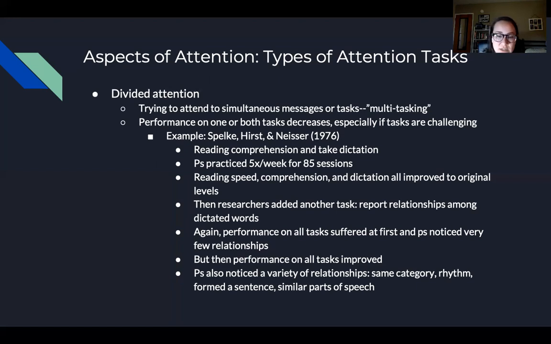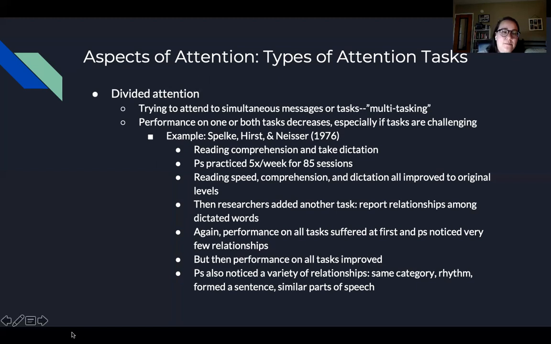They were able to pick up on patterns such as, oh, these words belong to the same category, or they rhymed, or they formed a sentence. They were similar parts of speech, so they were all strings of nouns or verbs or things like that. Of course, the other tasks that participants were doing decreased with the addition of this new task, but then improved to former levels with practice. This research spurred a lot of subsequent studies, and of course, a lot of the studies today on divided attention have to do with driving.